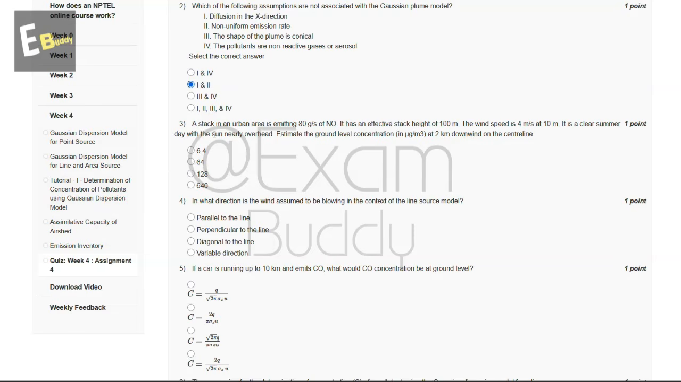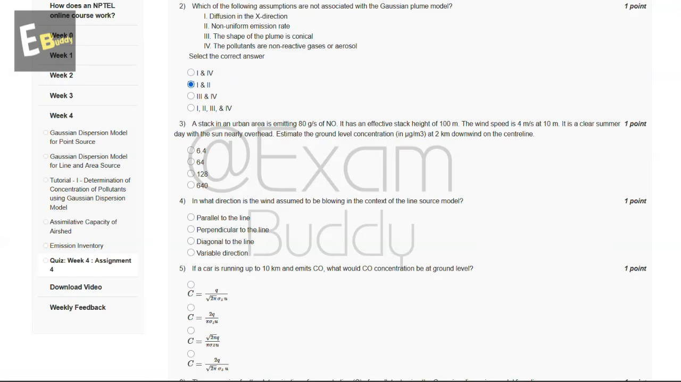A stack in an urban area is emitting 80 g/s of nitrogen oxide. It has an effective stack height of 100 meter. The wind speed is 4 meter per second at 10 meter. It is a clear summer day with the sun nearly overhead. Estimate the ground level concentration in µg/m³ at 2 kilometer downwind on the center line. So these are the options: 6.4, 64, 128, 640.